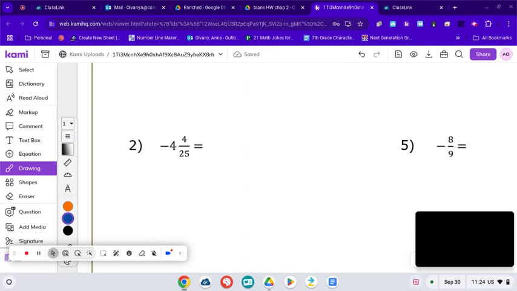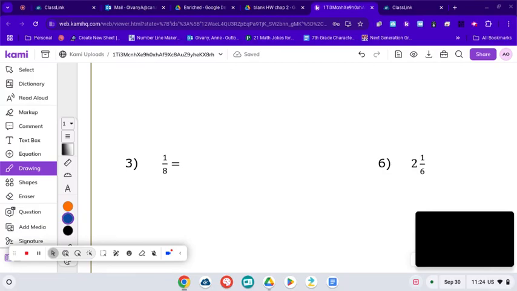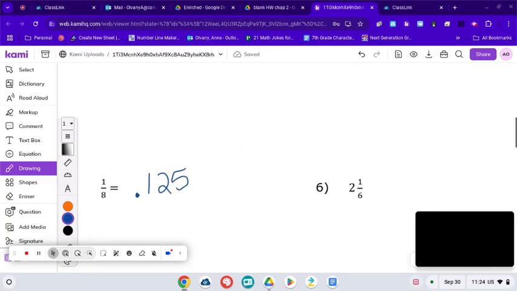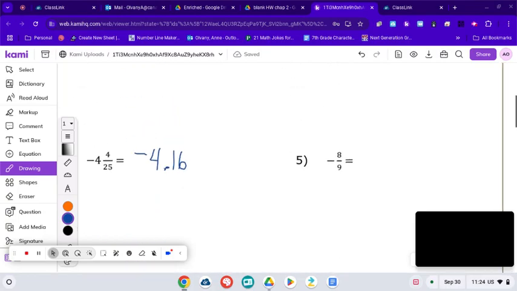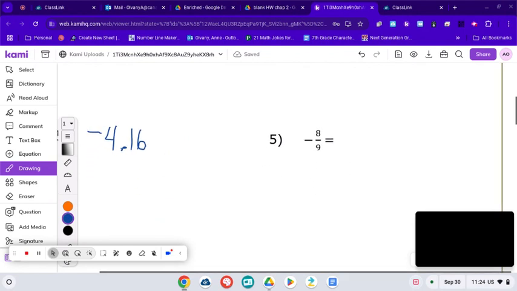So this one is going to be, oh boy, negative 4.16. Sometimes you just have to hit that double arrow key a couple of times so that it kind of cycles through. 1/8 is 0.125. That's 125 thousandths. Maybe I should be telling you what I type in. And then again, number 4 was negative 0.66.